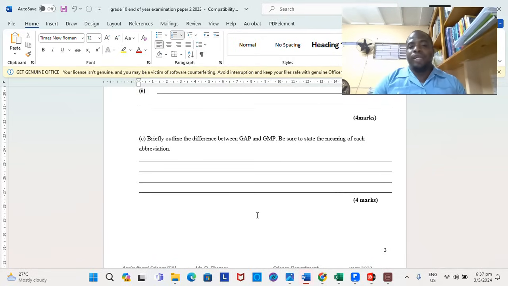So while you're dealing with GAP, you're dealing with it on the farm. While you're dealing with good manufacturing practices, you're looking at it in terms of the factory and how they're creating the different product, food items, and it is done in such a way that it minimizes contamination.